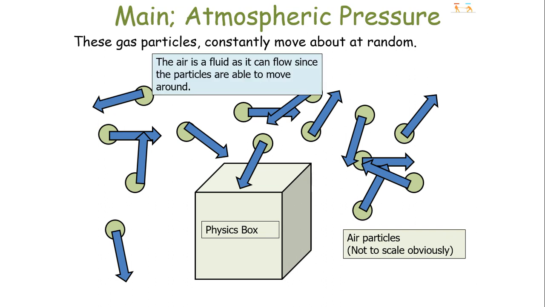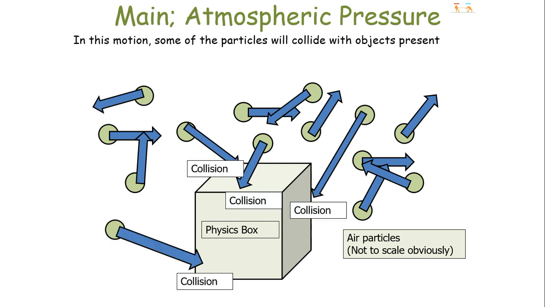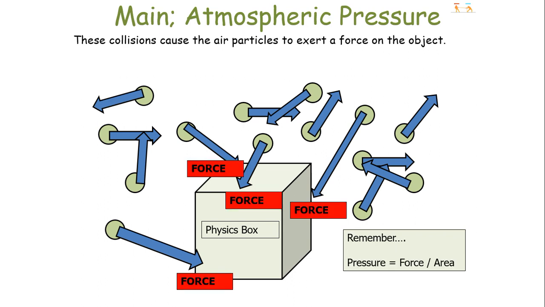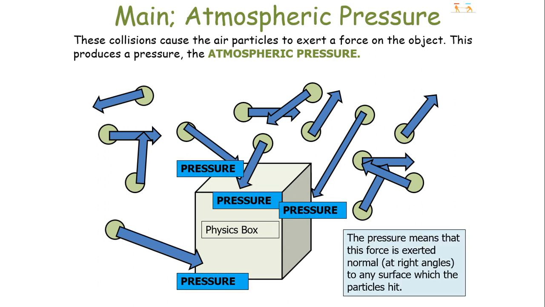Now, we know air, because it's a gas, is a fluid, because it can flow, since the particles are able to move around. Now, in this motion, some of the particles will collide with the objects present in it. So, if you put a box in the air, particles will collide with the surface of the box. Now, this will exert a force on this particular object, and because pressure equals force over area, this will then produce a pressure. So as a result, this pressure means that the force is exerted at normal, or right angles, to any surface which the particles hit.